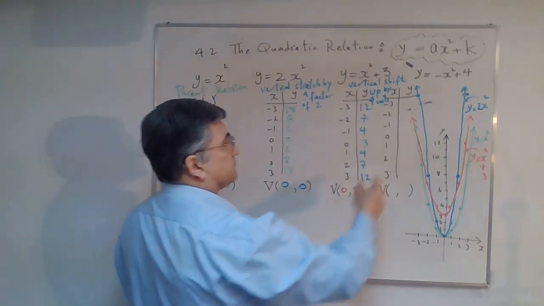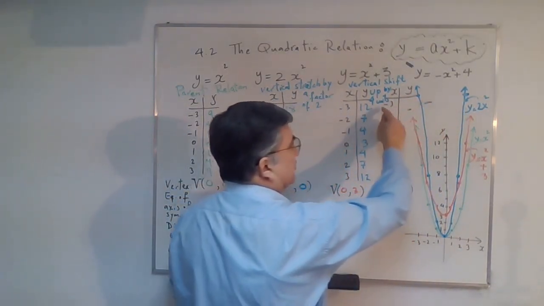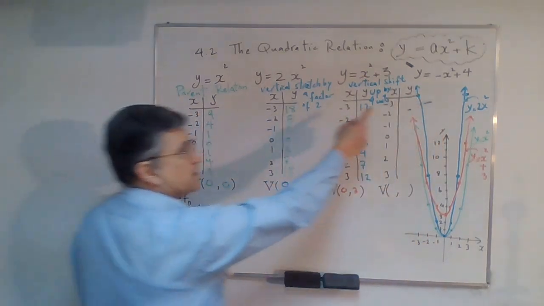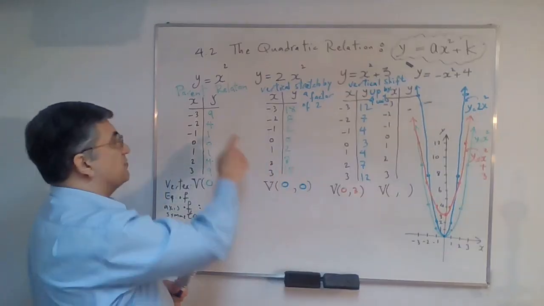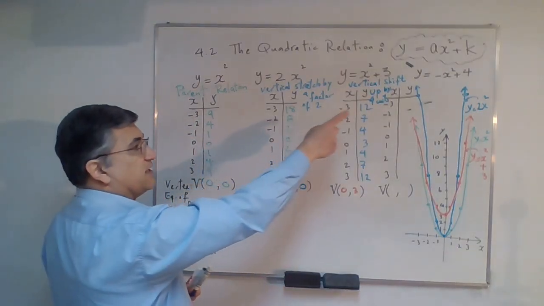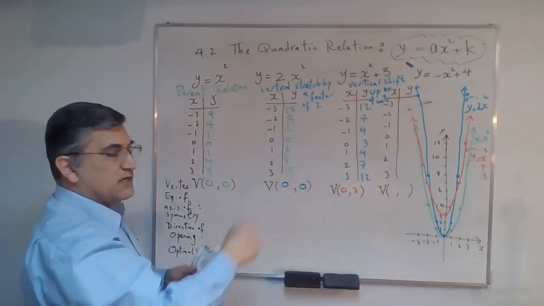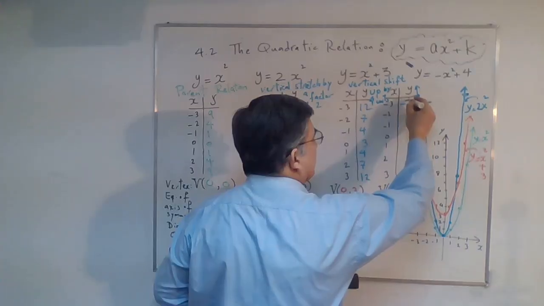So in this case, when I'm plugging in negative 3 for x, I square it, I get 9. But then because of that negative sign in front, it becomes negative 9. And then when I add it with 4, I end up with negative 9 plus 4, which is negative 5. So I get negative 5 here.